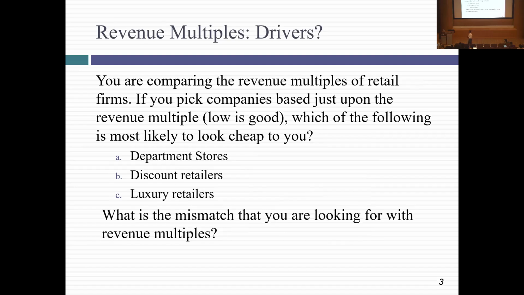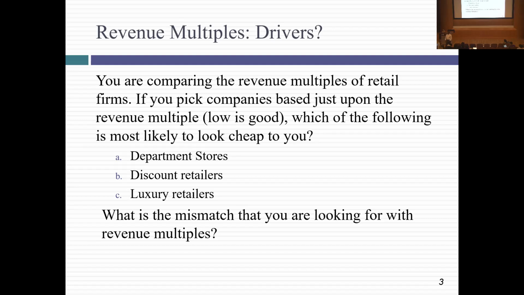One other follow-up. Let's suppose we look at revenue multiples. We talked about why people like them; desperation drives you there. One sector where you will see revenue multiples used a lot is retail. So let's suppose you're looking across retail companies. You're looking for low EV to sales ratios. Which of these 3 groups of companies is going to look cheapest, might not be cheapest, look cheapest on an EV to sales basis, and why? Department stores, discount retailers, or luxury retailers?